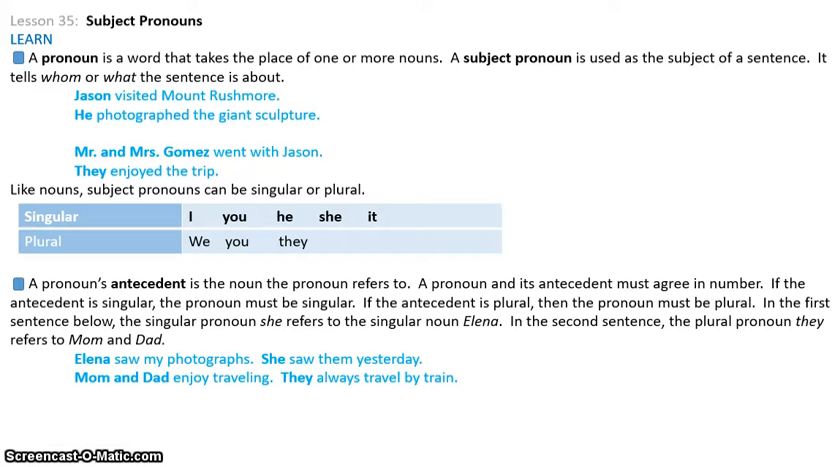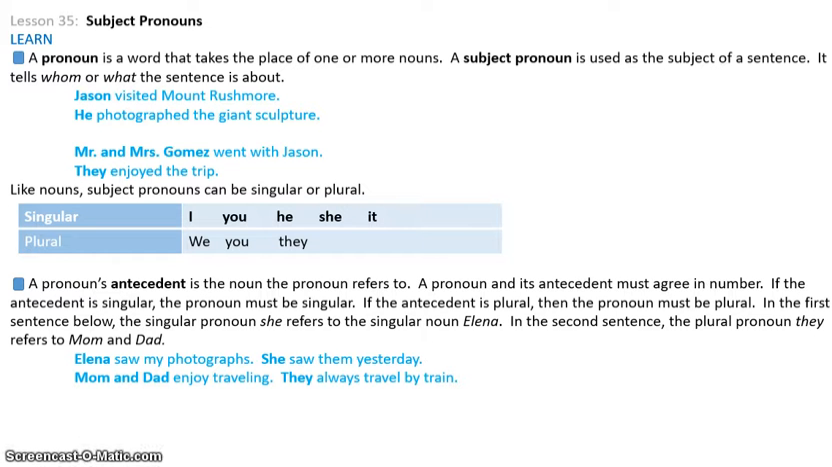The thing that you need to remember is that if you are replacing a singular subject with a subject pronoun, then the subject pronoun also has to be singular. If you are replacing a plural subject with a subject pronoun, then the subject pronoun needs to be plural. Makes perfect sense. So look at the very last two sentences. It says, Alana saw my photographs. She saw them yesterday. So she is a singular subject pronoun because Alana is one person.